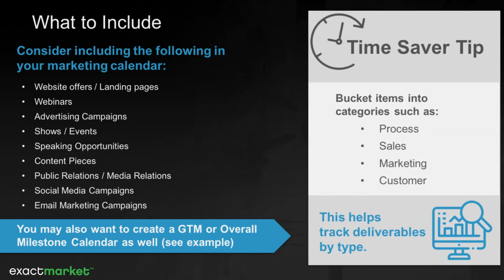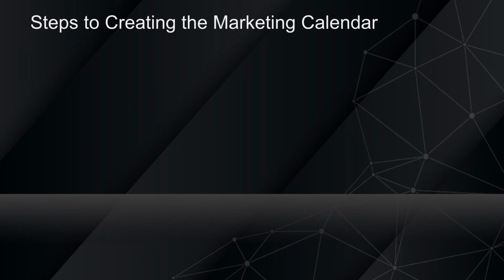One of those tips is to be prepared to categorize your entries so that you can better track them. We're going to talk a bit about various types of marketing calendars, such as go-to-market or overall milestone planning calendar. But for now, let's focus on what you need to get started. Take time to create the messaging document.